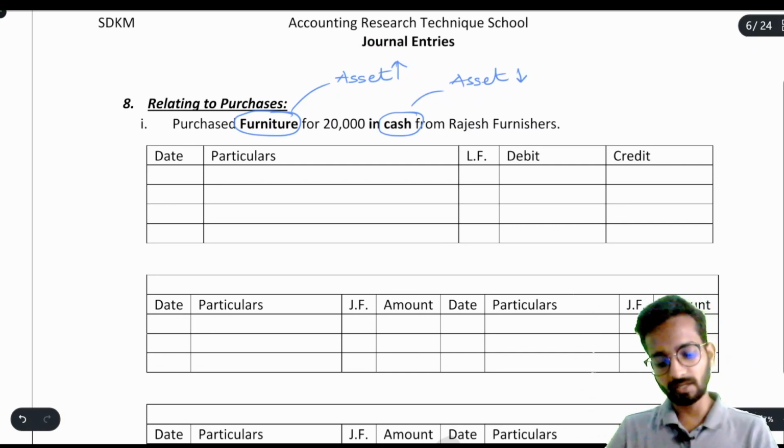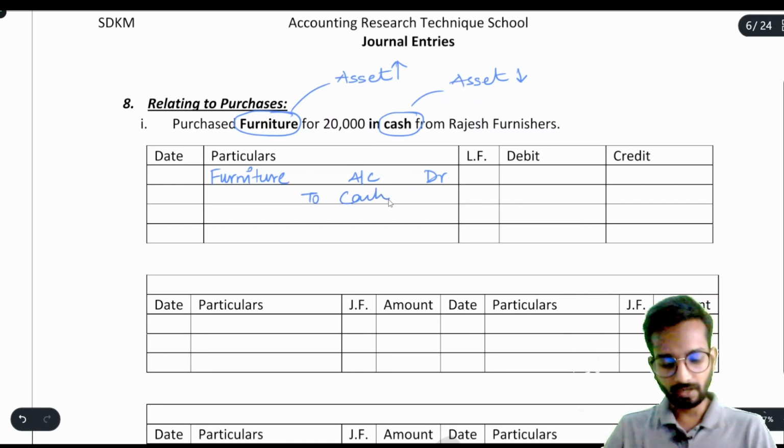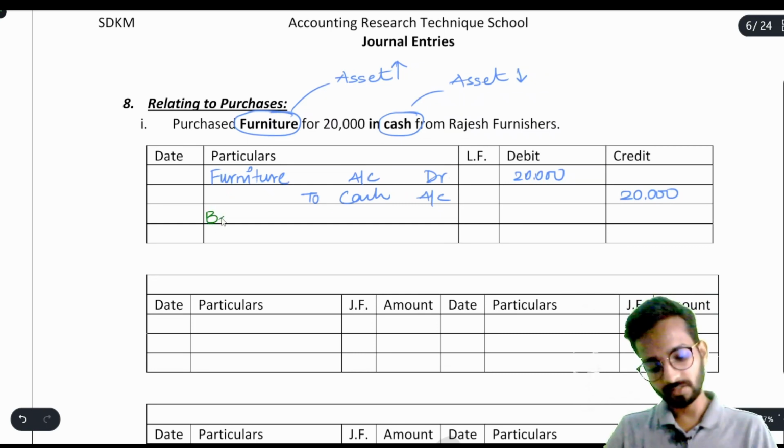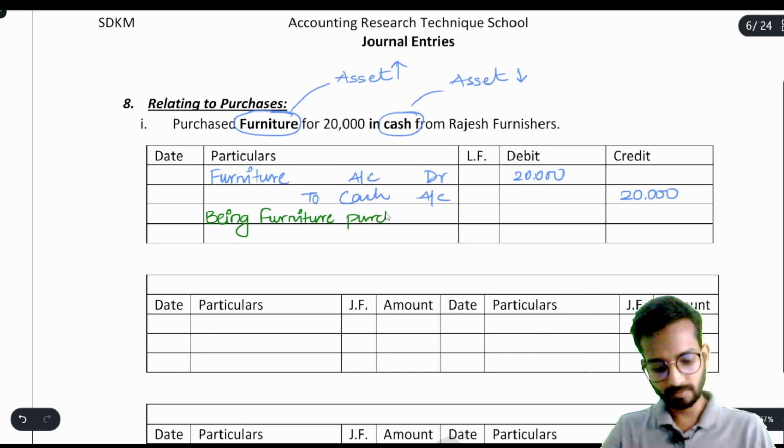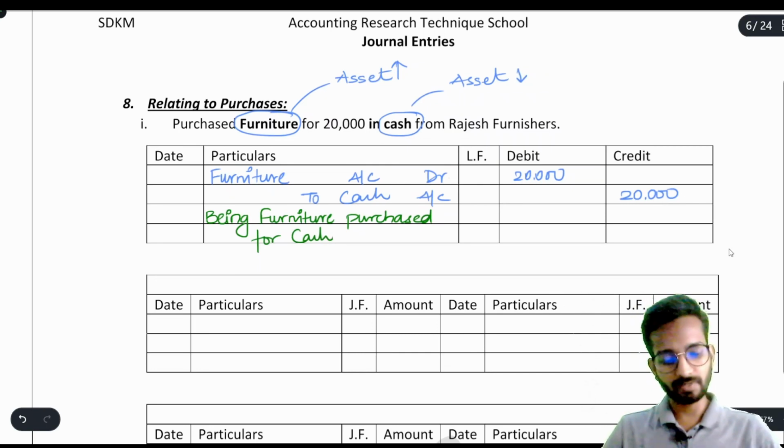So the journal entry will become: furniture account debit to cash account. How much? 20,000. And we have to write the narration. What is the narration? Being furniture purchased for cash.